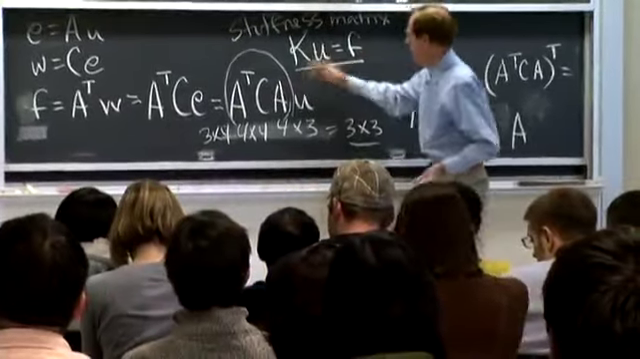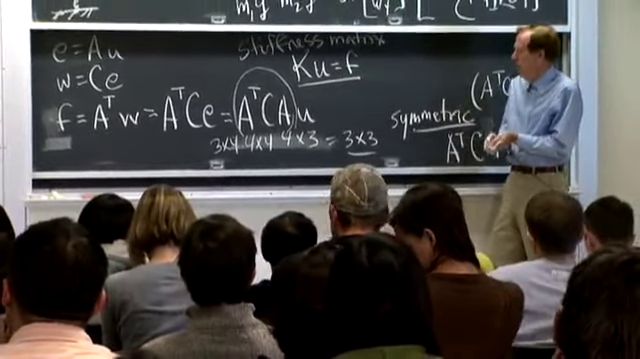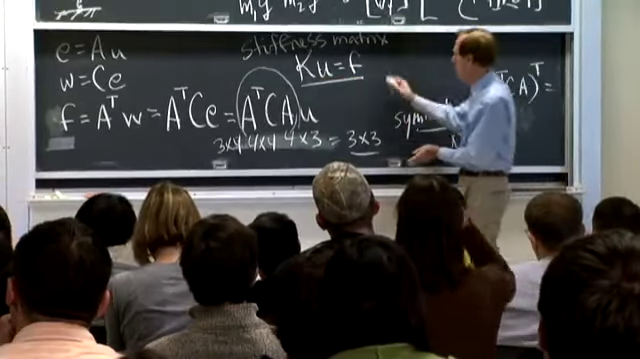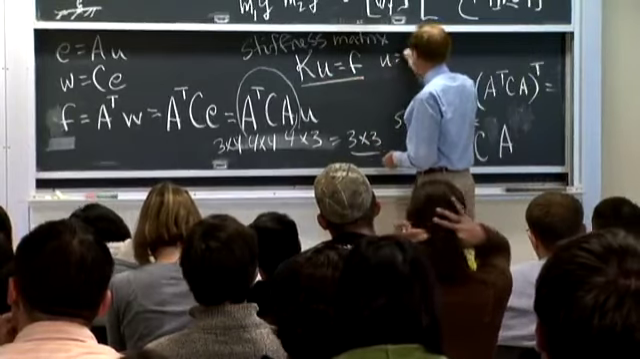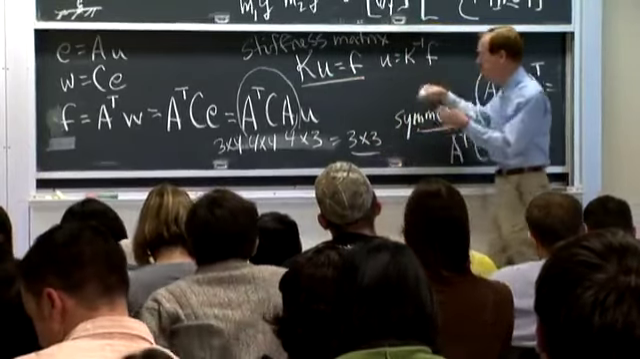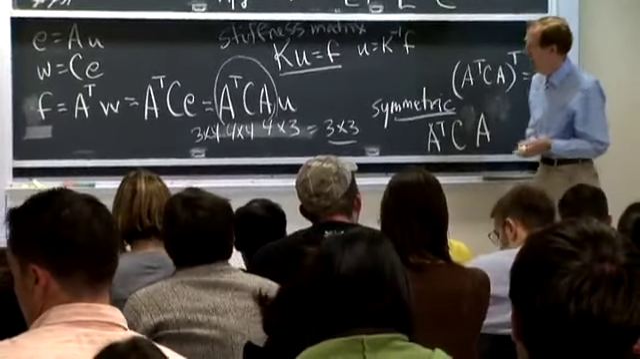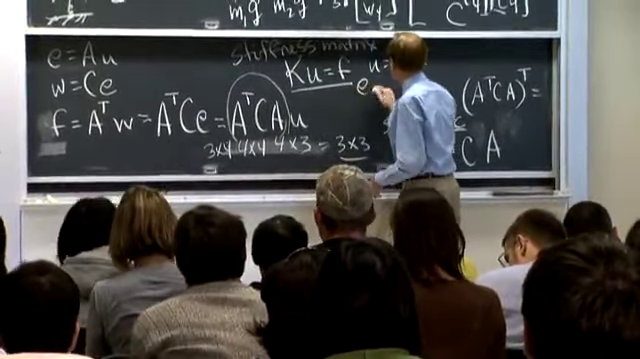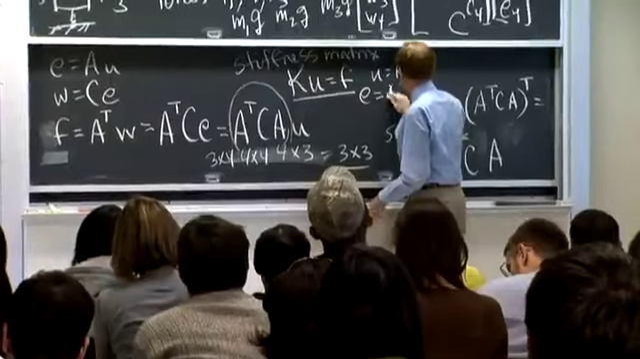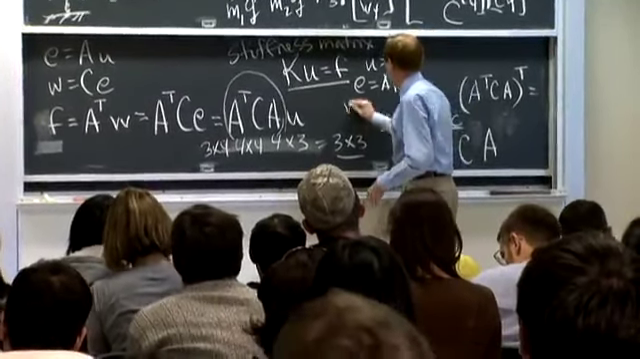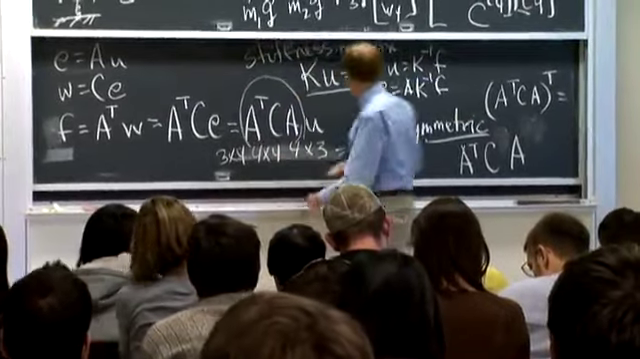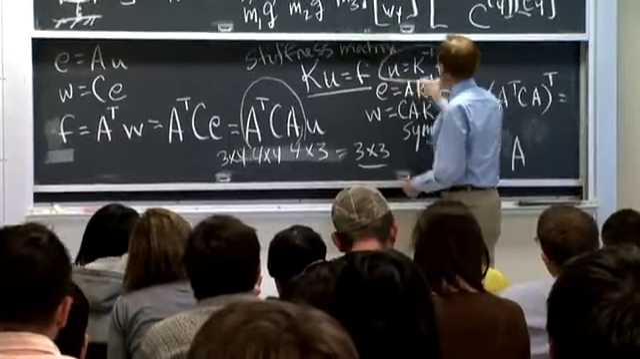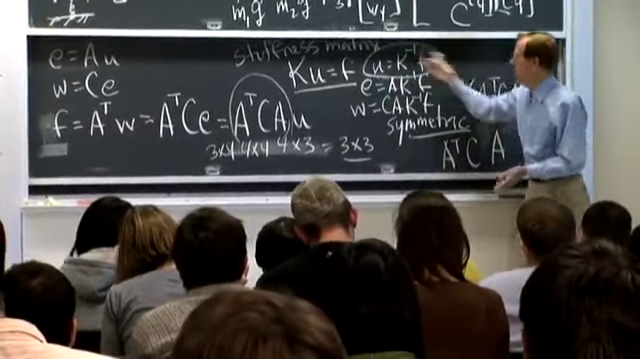Eventually, the short formula for the solution will be U equals K inverse F. So the answer is U equals K inverse F in matrix notation, but I'm looking for numbers. And then if I know U, then I know the stretching. E is A times K inverse F. And W, I'm just going down the list, is C times A times K inverse F. We've got everything. So that's the key. This is the key equation. That's the answer.